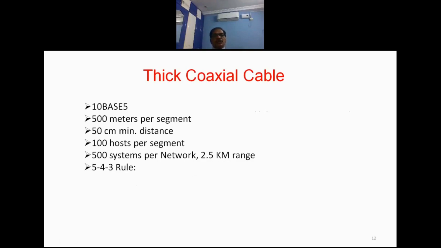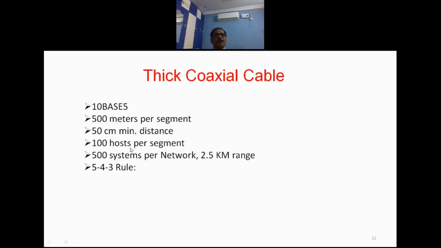In case of thin coaxial, the coaxial cable will be the bus and the same will be used as a drop cable from the bus to the host. Whereas in case of thick coaxial cable, the backbone is the thick coaxial cable and drop cable can be thin. So the similar concept is being used. The only difference is the thick coaxial cable's conductor thickness is more. As a result, its attenuation will be less. So because of that, you can have more number of systems per segment.